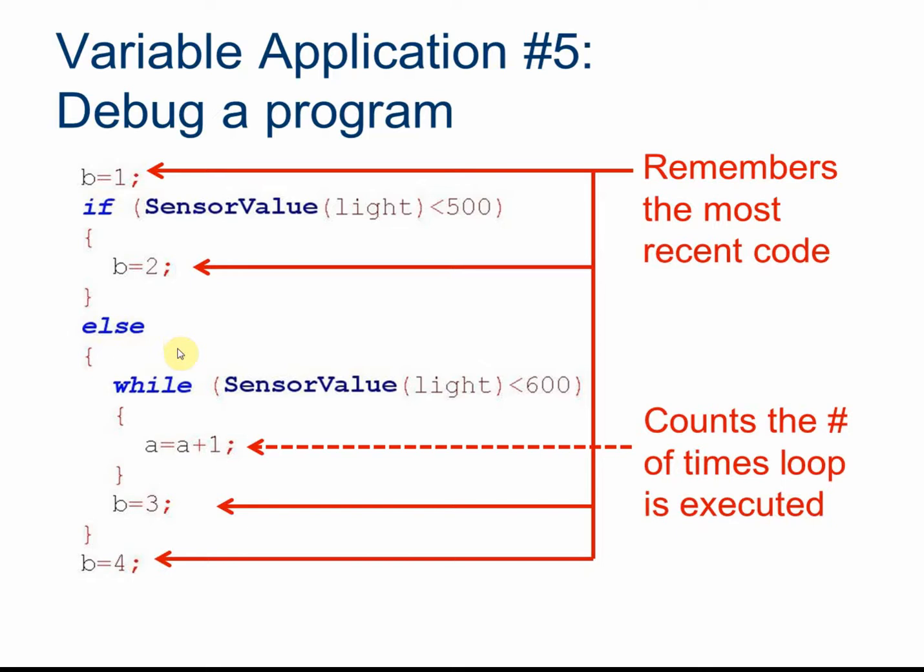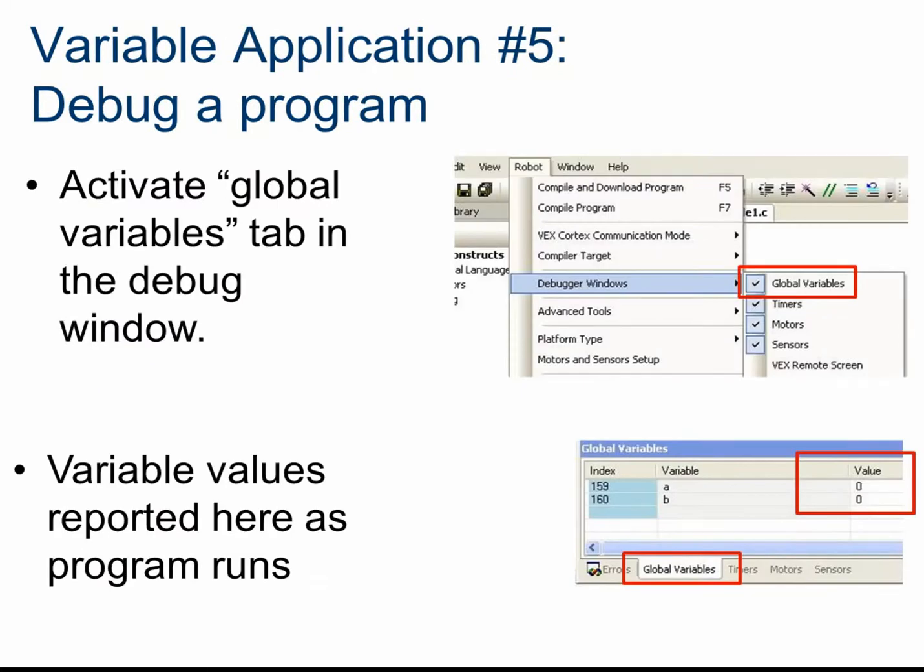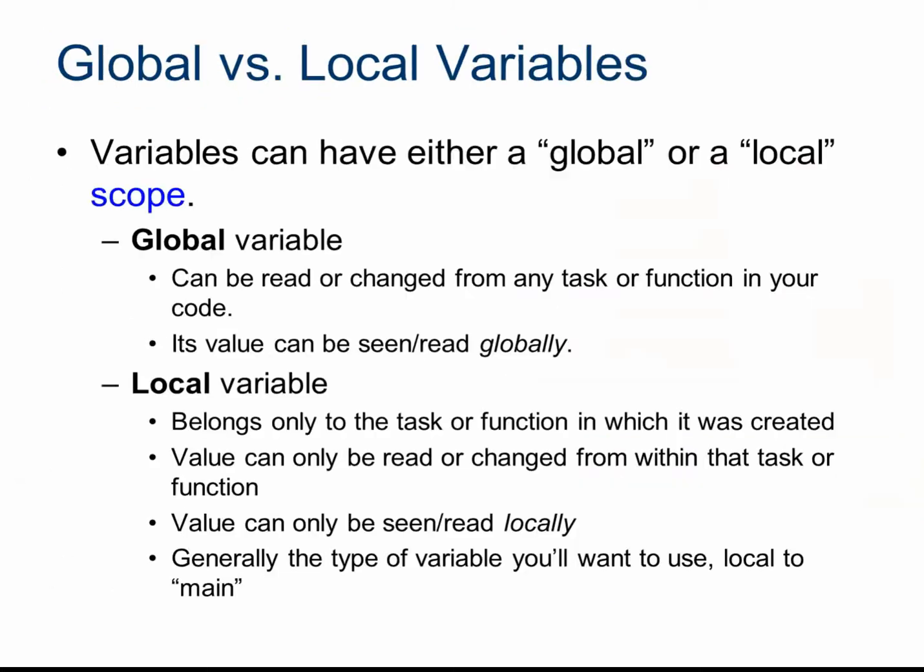So if B equals 4, you know it went through all of this, or at least it leapfrogged over here, maybe. A lot of different things can happen, but by having these variables in place, you know where in the code you are. Of course, to do this, you have to enable the debug window. That's global variables, and you'd have to look at that tab to see where those are. Otherwise, it's useless information if you can't access it.